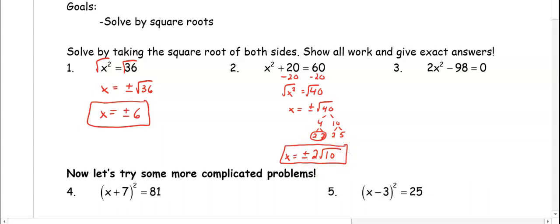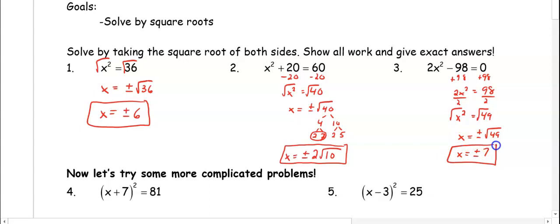In number 3, to get the x squared by itself, we're going to add 98 to both sides. So we get 2x squared equals 98. Then we can divide by 2 on both sides. So we get x squared equals 49. We take our square root. x equals plus or minus the square root of 49. And then the square root of 49, because that's a perfect square, is 7. So we have plus or minus 7.